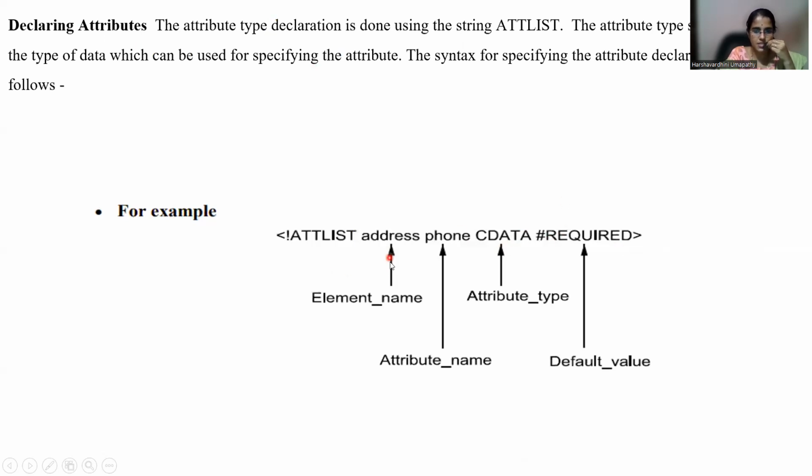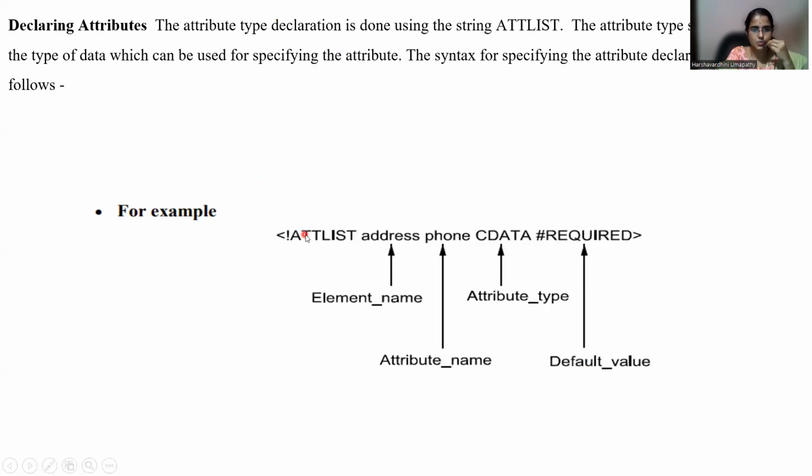So this address is the element name. The attribute type is CDATA. The attribute name is phone, and the default value is required. So this is how we will declare an attribute. ATTLIST is its syntax or command: ATTLIST, element name, attribute name, attribute type, and default value.